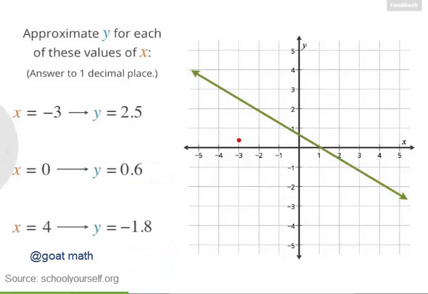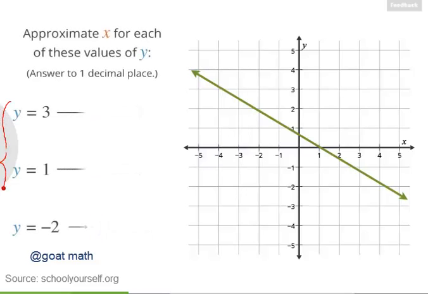Nicely done. So when x equals -3, it looks like y is halfway between 2 and 3, so it's approximately 2.5. When x equals 0, y is about 0.6, and when x equals 4, y is approximately -1.8. So now that you've gotten practice reading this graph, let's flip this around. So next, given these values for y, try finding the corresponding values for x. Again, you should give your answer to one decimal place.